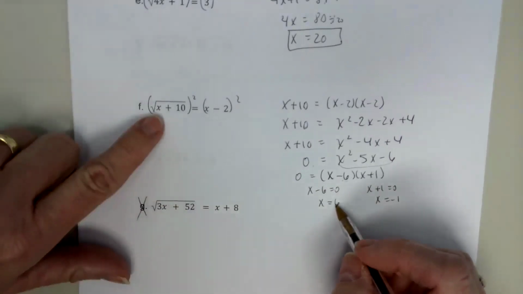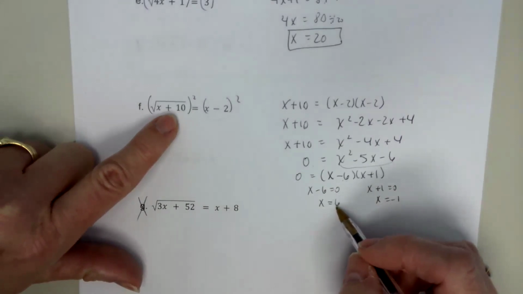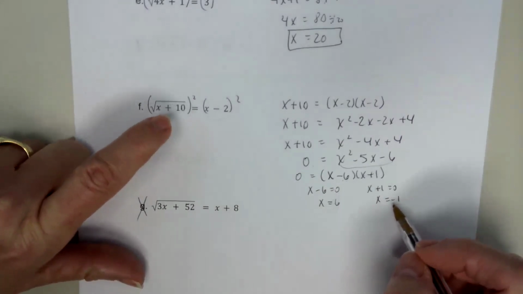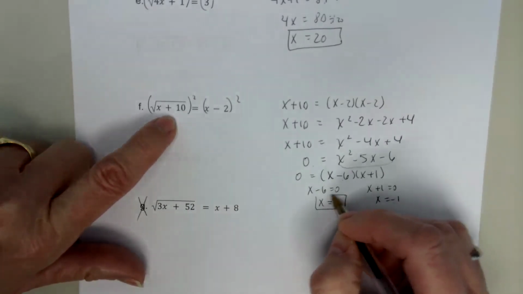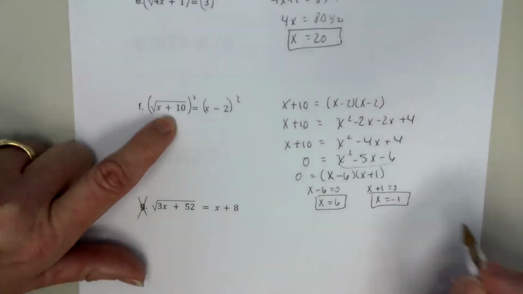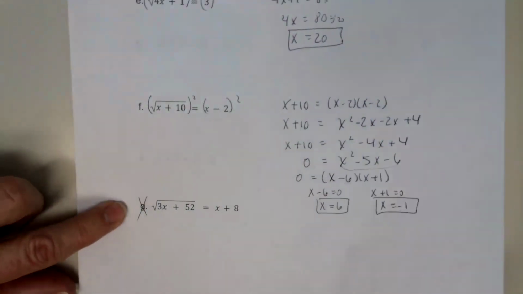And if I put 6 in my square root, I'll still have the square root of a positive 16, so that's okay. If I put a negative 1 in for x, I'll have the square root of 9, which is okay. So both of those are solutions. Letter G is for the extra video.